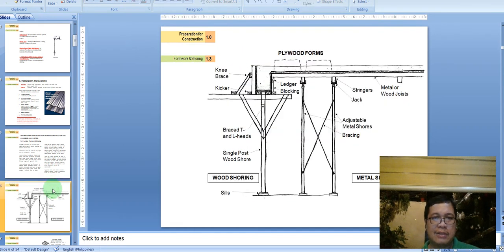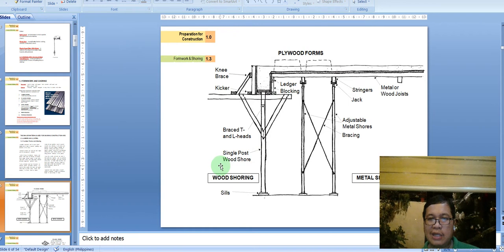Okay, so these are the common terms you're going to use. We call this the knee brace. This is going to be the kicker, but this is a plywood form. You have your braced P&L heads, your single post wood shore. So when you say shore, they are shoring. These are the supports for your plywood forms.